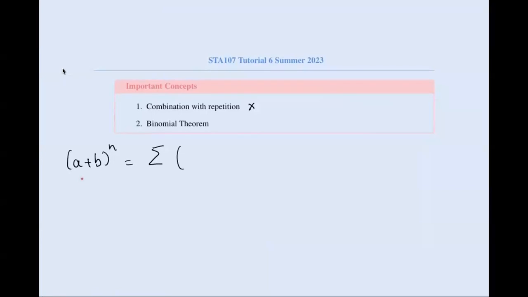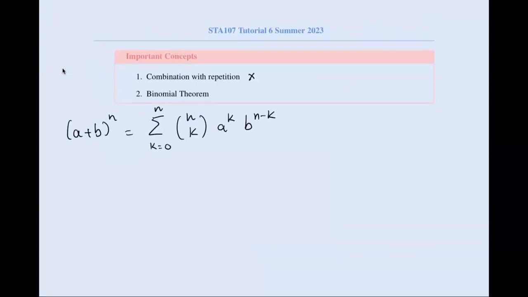So you have a plus b raised to the power of n. You can just have n choose k, and then a to the power of k, b to the power of n minus k, and your k will range from 0 up to n. If you find it a bit difficult to remember, I can definitely post a combinatorial proof later for this quantity.